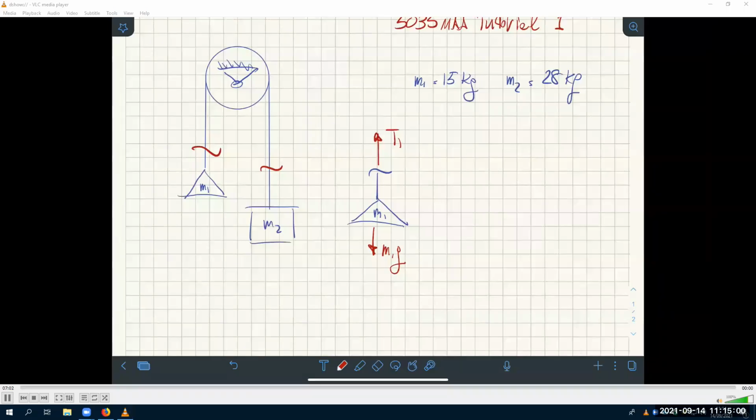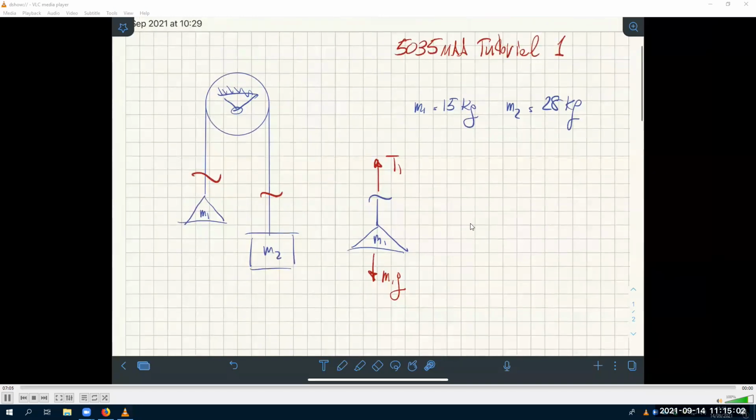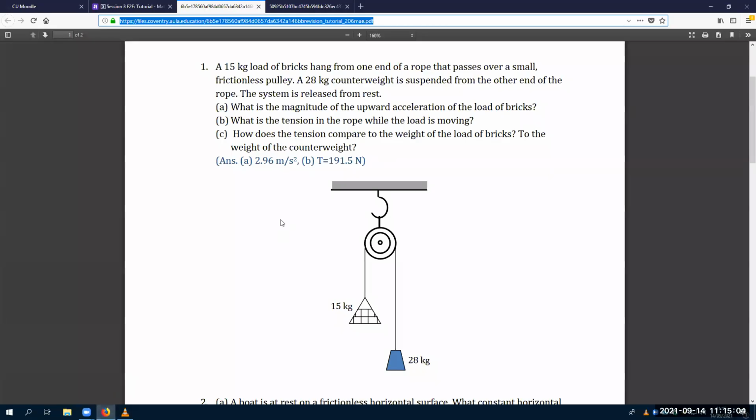Okay, so let me have a brief recap. We are solving question 1 of the first tutorial sheet about this contraption. We have a 15 kilogram block or load of bricks, a frictionless, massless pulley, and a 28 kilogram counterweight. We want to know the acceleration of the load of bricks and the tension in the rope, and then we wanted to do some comparisons.